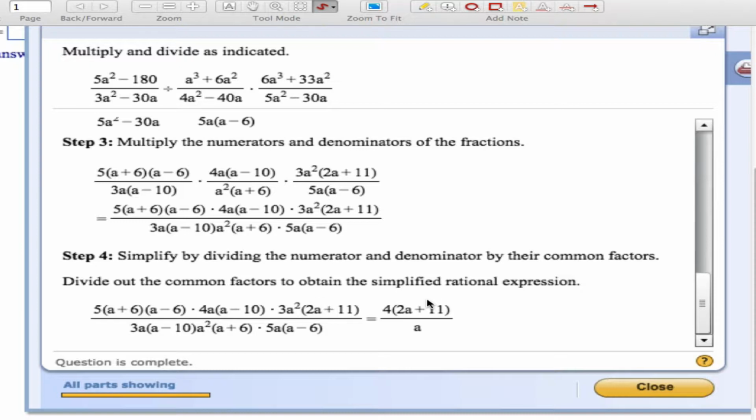And what's going on here is essentially they are just canceling out factors that are in both the numerator and the denominator. So an easier way to say that is just look for things up top and things on the bottom. So for example, I have this a plus 6 right here, but I also have an a plus 6 right here. So those two guys are just going to cancel out. They'll go away.